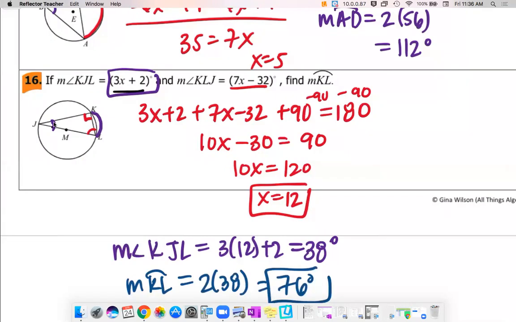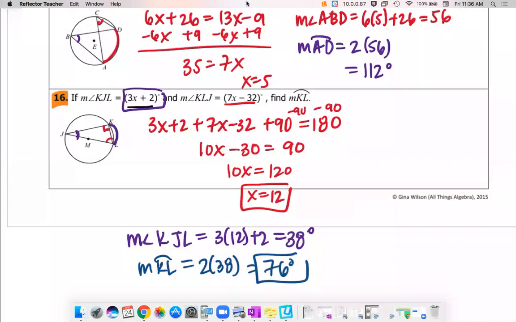So a lot of doing the same formulas. The big thing you should just remember is that your intercepted arc is double whatever your inscribed angle is. And then again, if you have an intersection that goes through the diameter, the inscribed angle is going to be 90 degrees.